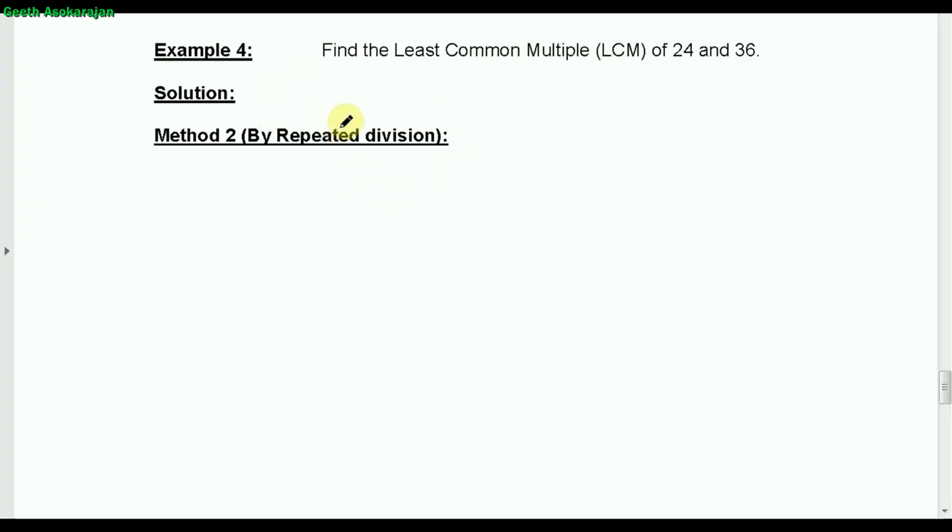Right, example number 4. Find the least common multiple, or LCM, of 24 and 36. So let's use this method of repeated division. First, as ever, let me write down the list of prime numbers: 2, 3, 5, 7, and as I said before, that's more than enough. And we're going to work out the LCM of 24 and 36.